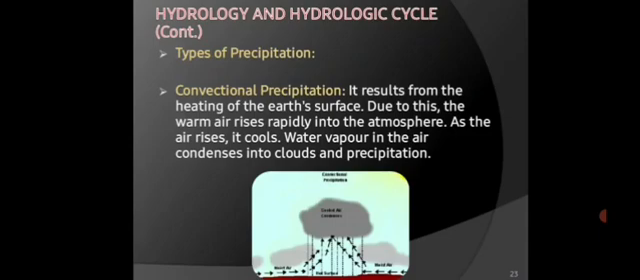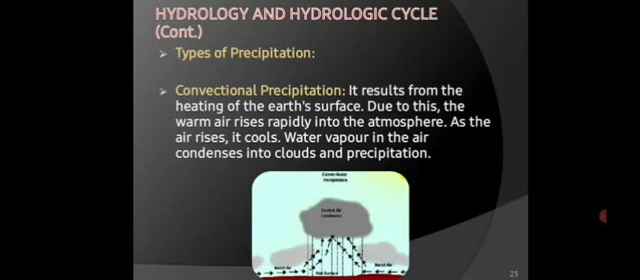So types, basically there are three types of precipitation, and the first one is convectional precipitation. It results from the heating of the earth's surface. Due to this, the warm air rises rapidly into the atmosphere. As the air rises, it cools. Water vapor in the air condenses into cloud and precipitates. So, you just have to remember the process.